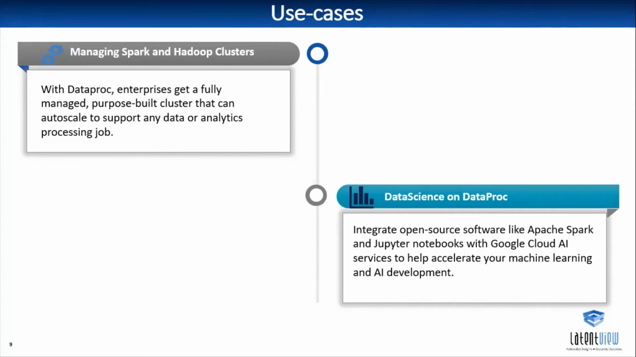Moving on, we have a second use case, which is called data science on Dataproc. We can customize our own ideal data science environment by spinning up various clusters. After spinning up the clusters, we can integrate various open source software like Apache Spark, Jupyter Notebooks, and NVIDIA RAPIDS. We can integrate those open source software with the Google Cloud AI services and various GPUs to help accelerate our machine learning and AI development.